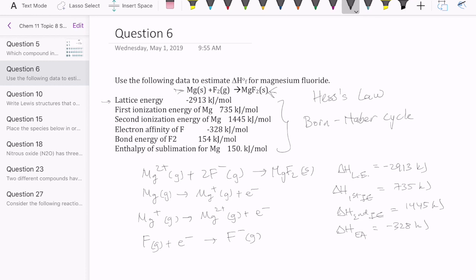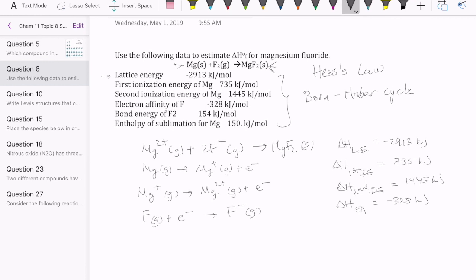And then the next reaction is called the bond energy of F2. Bond energy or bond enthalpy refers to the energy needed to break a covalent bond. So you go from F2, which is a molecule in the gas phase, to 2F, which is the atom. You take the molecule and break it into the two atoms. That's your delta H of BE, or bond enthalpy, and that's 154 kilojoules. And then the last one is the enthalpy of sublimation for magnesium. Sublimation refers to converting a solid to a gas. So you take solid, make it gas, and that's our sublimation. The value is 150 kilojoules.